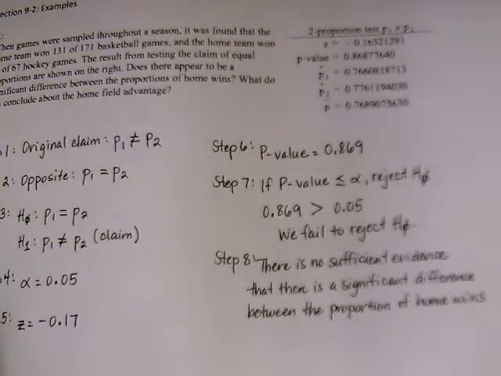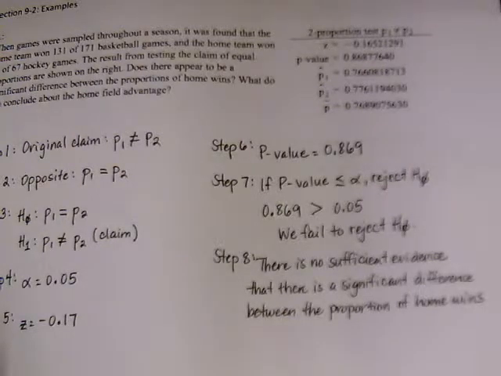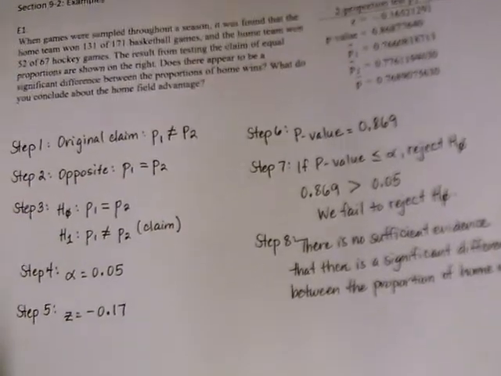And it will help if I move this paper over so you can see. So here there's no sufficient evidence that there is a significant difference between the proportion of home wins. Now, what can we conclude about the home field advantage? Well, we can conclude that the advantage appears to be about the same for basketball and for hockey.